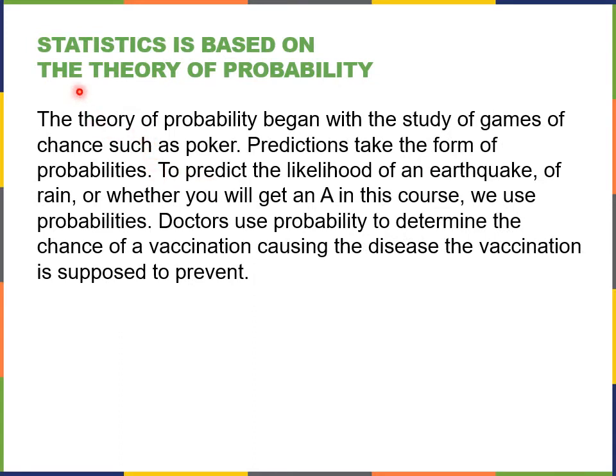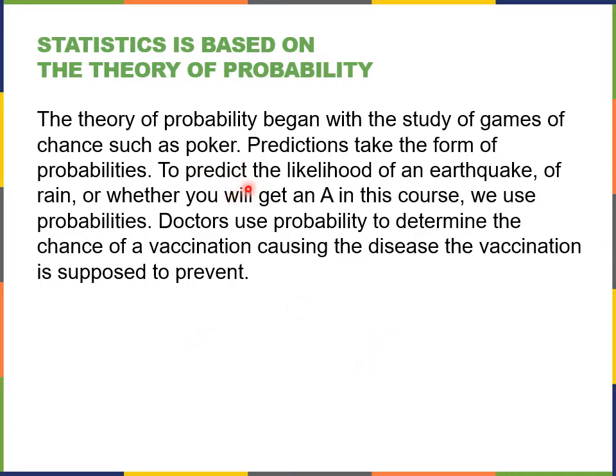The reason why it's important is because statistics is really based off of probability. The theory of probability began with the study of games of chance, such as like poker or flipping a coin or rolling a dice. Okay, and the idea of these probabilities of these outcomes start to create predictions. And what we want to do is then use those outcomes to try to predict other things. Okay, or if we look at a particular situation, can we use it to predict future situations?